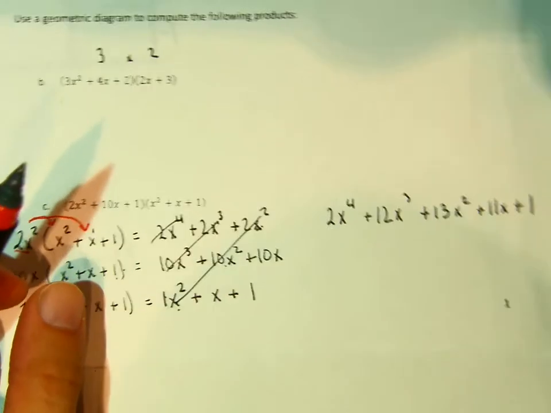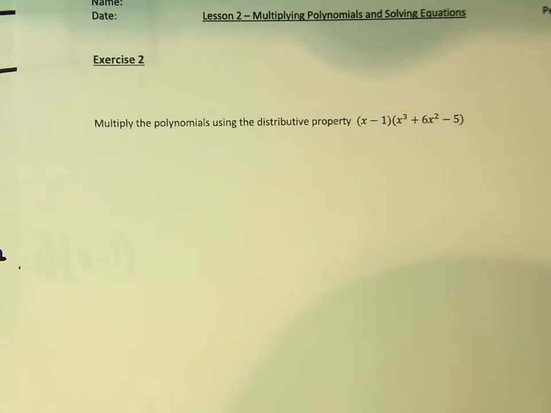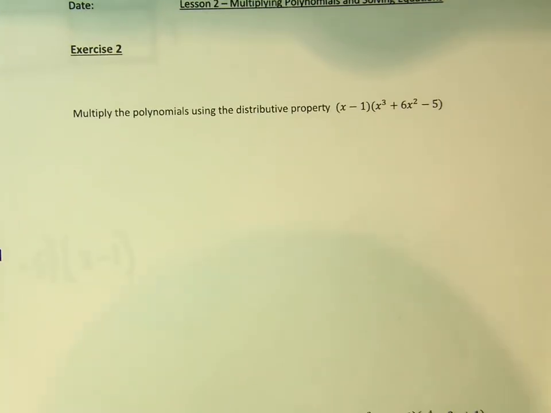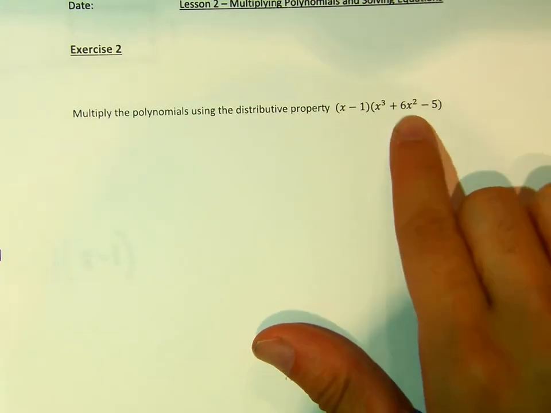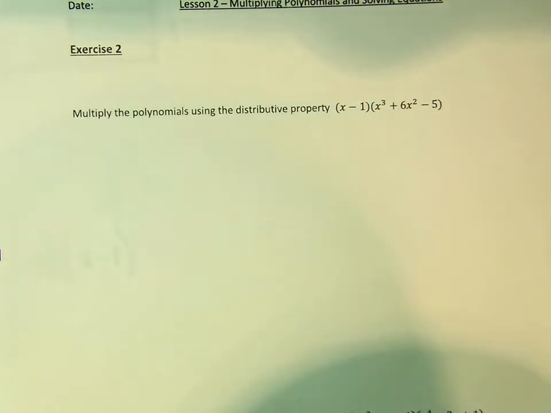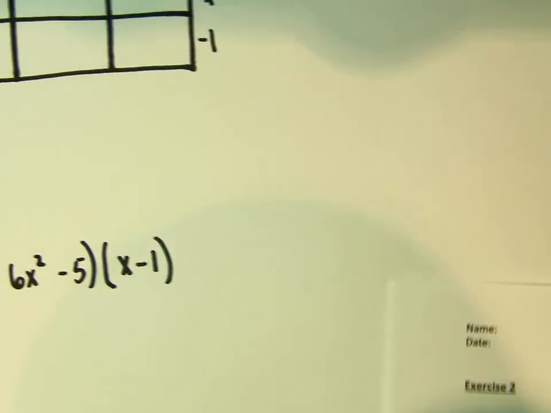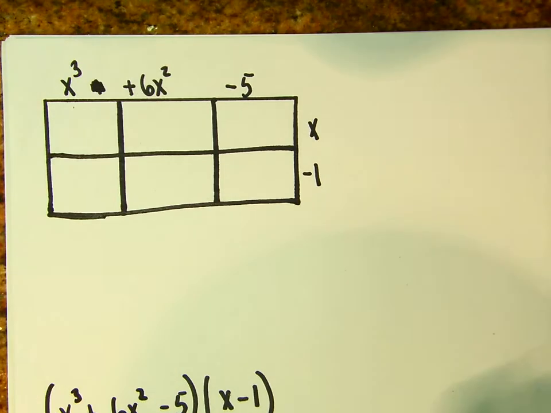Okay, so the next example I would like for us to do is this one. If you turn the page, you should have page number 2 that looks something like this, where you have x minus 1 times this x cubed plus 6x squared minus 5. What I'm going to do is solve this problem using the box method and the distributive method. Let's do this question using the box method first.